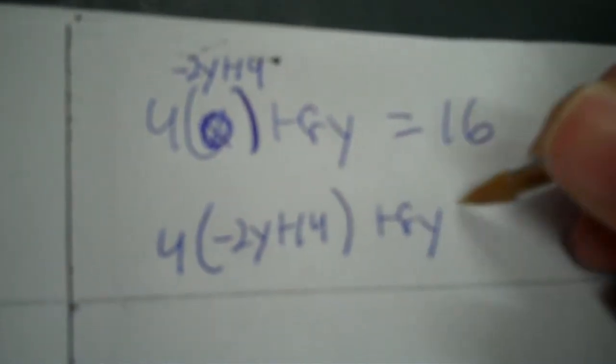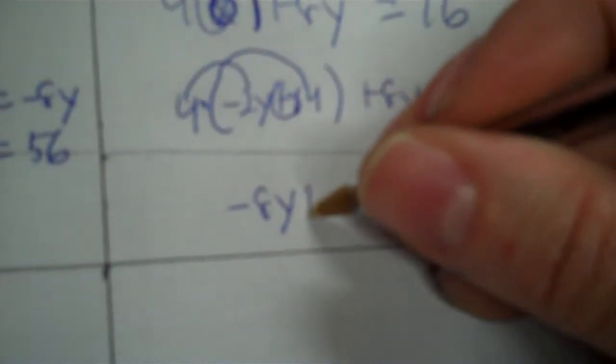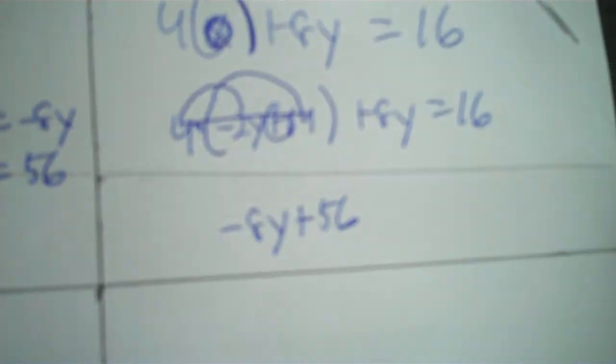So we have a 4. Then the parentheses comes in, and inside I put the negative 2y plus the 14. You close it. But after you close the parentheses, you have to put plus 8y equals 16. Now, here's the plus. 4 times negative 2y is negative 8y. Oops, I'll put it here, show my work. Okay, so you got negative 8y and then 56. Then you have to add your 8y equals 16.